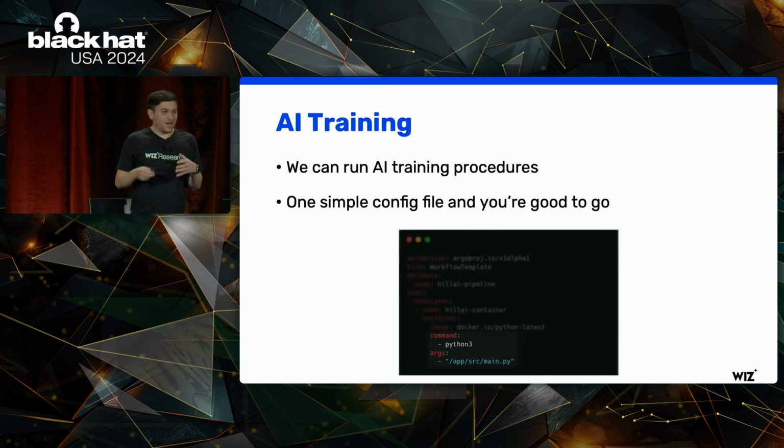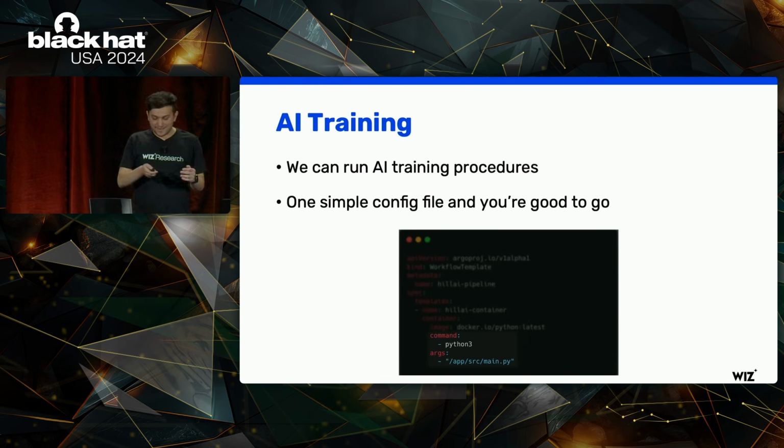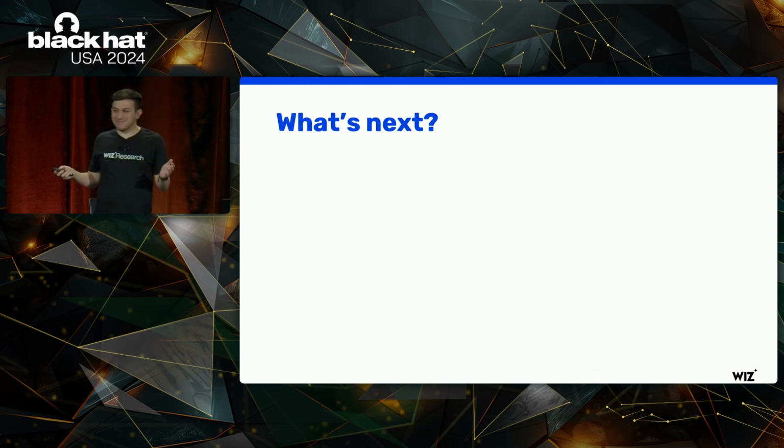So essentially, running code on SAP is not a bug. It's a feature. No vulnerability needed. Now that we run code on SAP, the question is, what's next? What exactly is happening? Where exactly are we running? And how can we exploit this new environment?